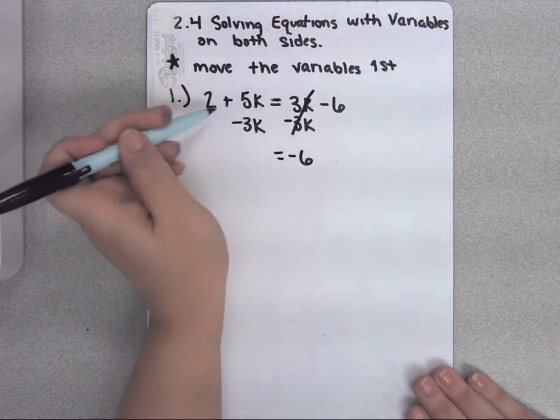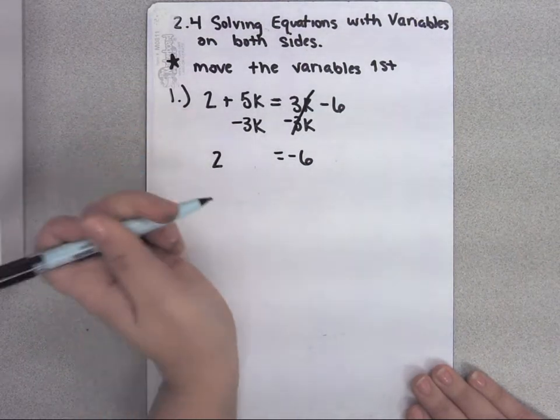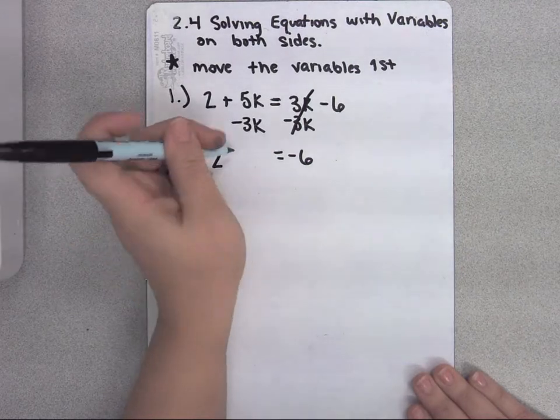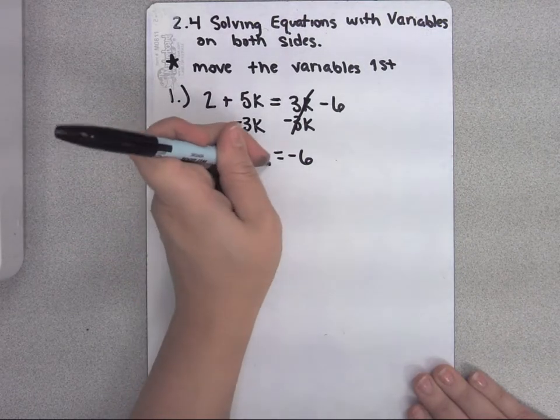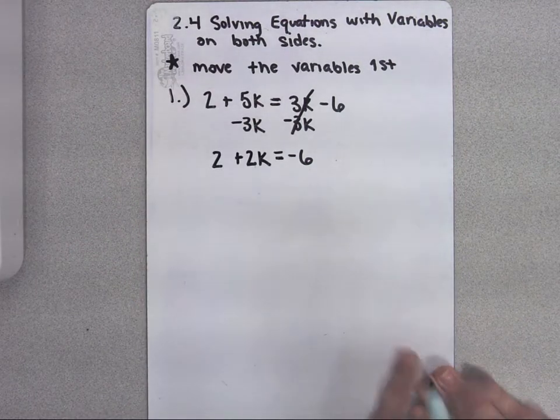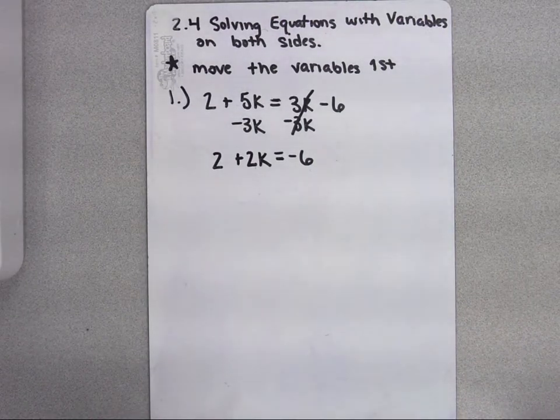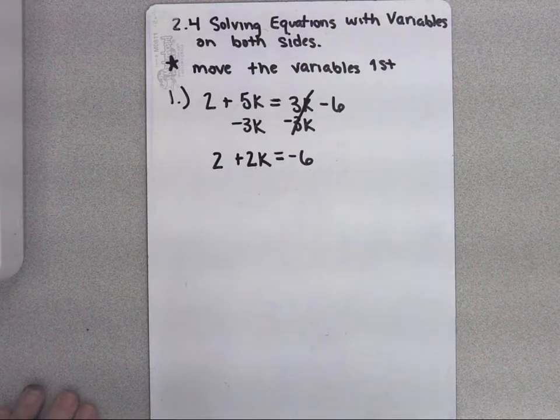On the left side, I had a 2. Didn't do anything with it. 5k's minus 3k's is how many k's? Plus 2k, which is kind of funny. Okay, now, do we still have like terms within our equation? Yes or no? Yes. 2 and 6 are like terms. What are numbers called? This was a question we did in the first chapter. What are numbers called that don't have variables? Starts with a C.